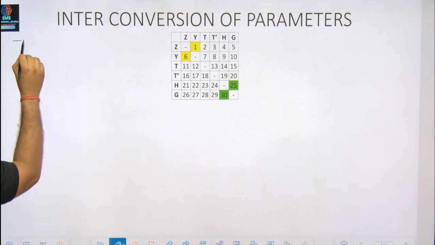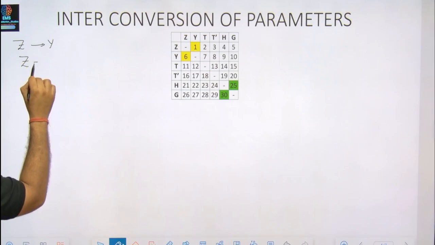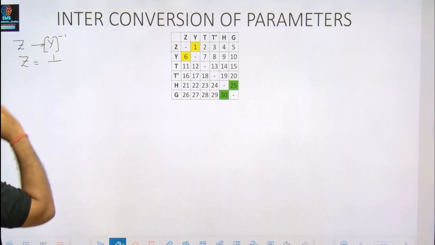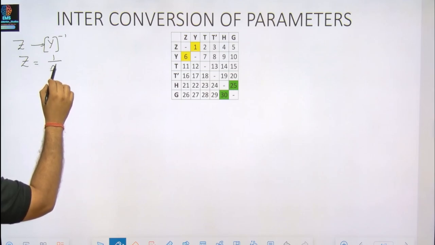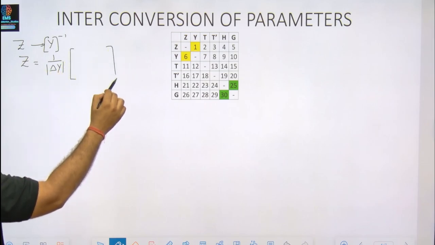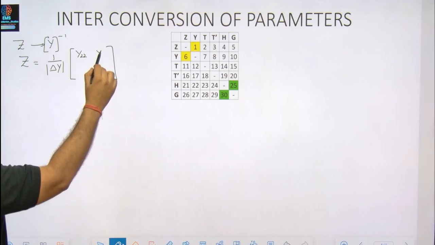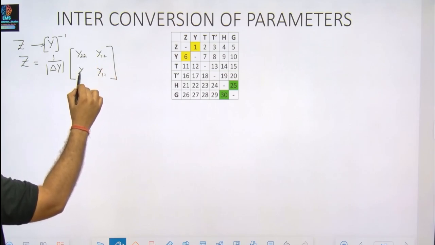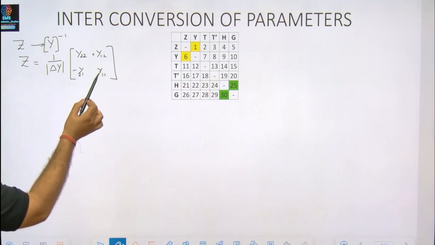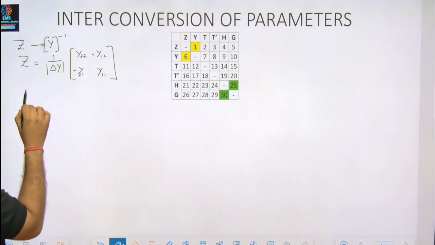But if we see the relation between Z and Y, so Z is equal to Y inverse. So if I have to write down Z parameters in terms of Y, I have to take the determinant of Y, just replace the positions of these two, keep the rest of the matrix as it is, and just add a minus sign. Clear? So what I've done: replace the positions, add the minus sign. So this is Z converted to Y.